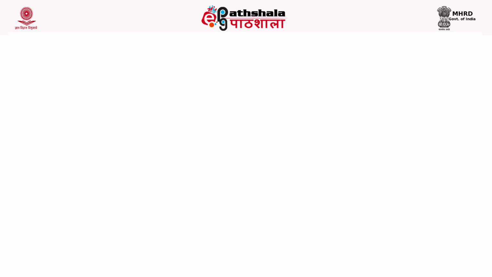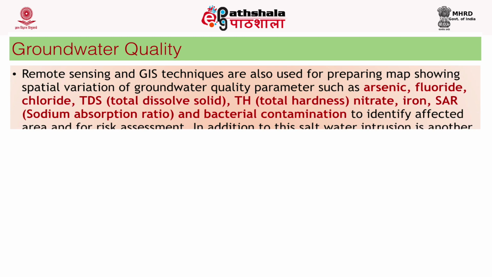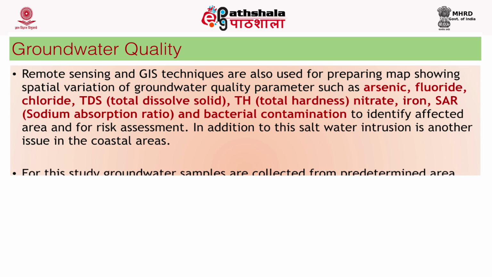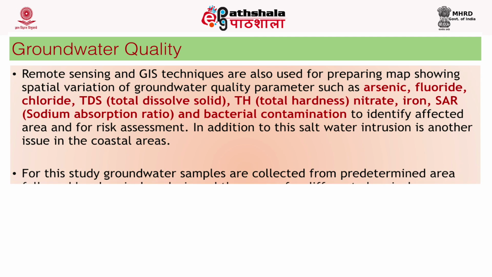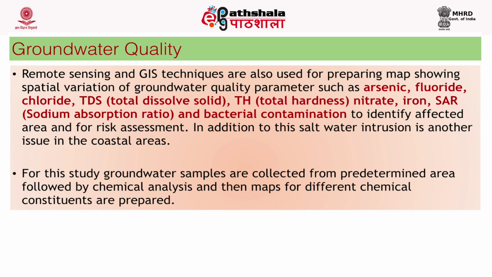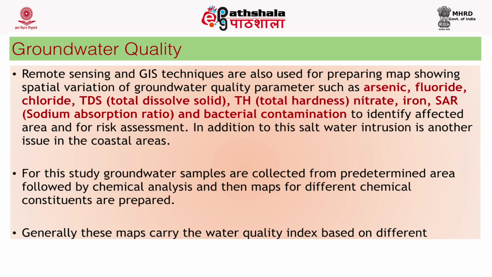Remote sensing and GIS techniques are also used for preparing maps showing spatial variation of groundwater quality parameters such as arsenic, fluoride, chloride, TDS, TDS is total dissolved solids, TH is total hardness, nitrate, iron, SAR, SAR is sodium absorption ratio, and bacterial contamination to identify affected areas and for risk assessment. In addition to this, saltwater intrusion is another issue in the coastal area, which can also be studied by this method.